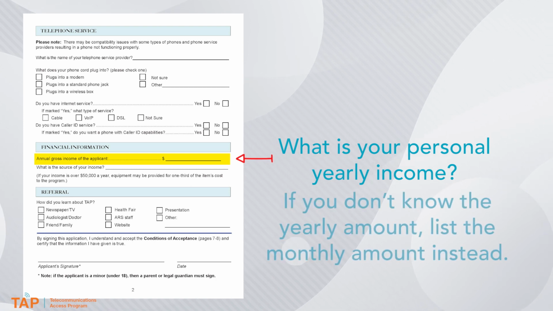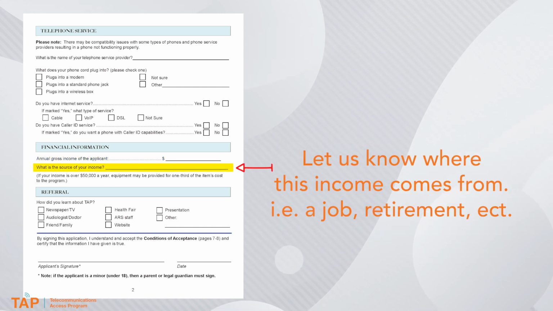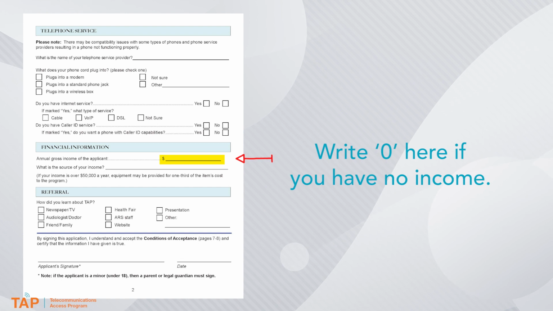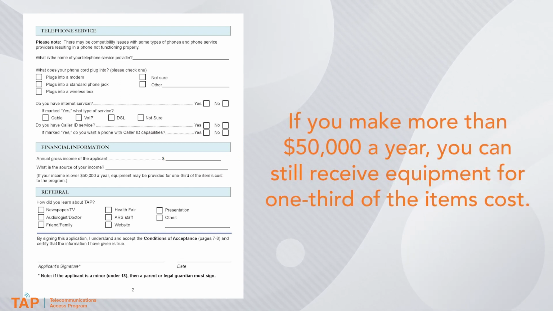If you do not know the yearly amount, but you know how much you receive a month, you can write down that amount. Please note if this income is from a job, your retirement, Social Security, SSI, or SSDI. If you do not have any income, please write down 0. If your income is more than $50,000, you can still apply. Telephone equipment can be provided to you for 1/3 of the item's cost.